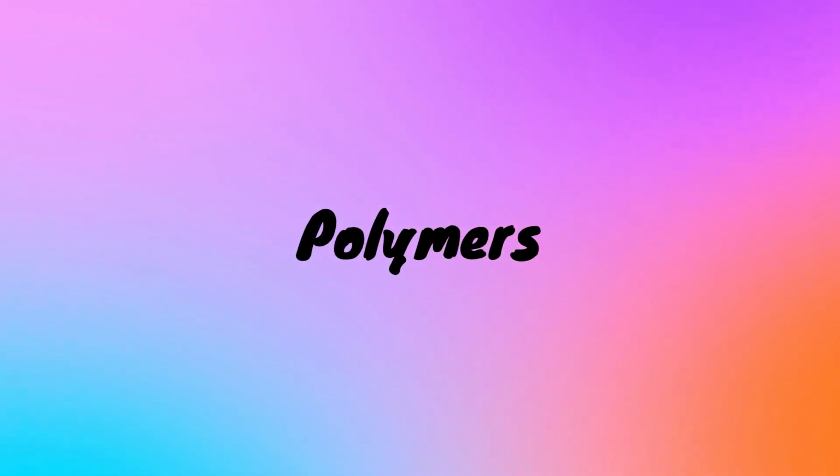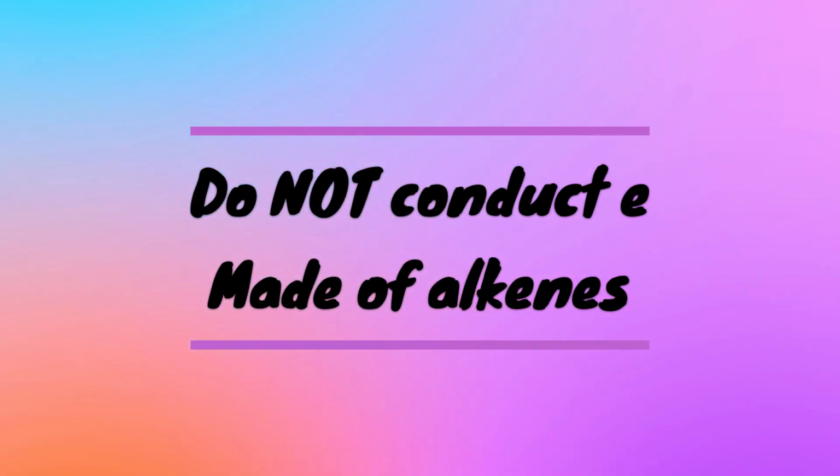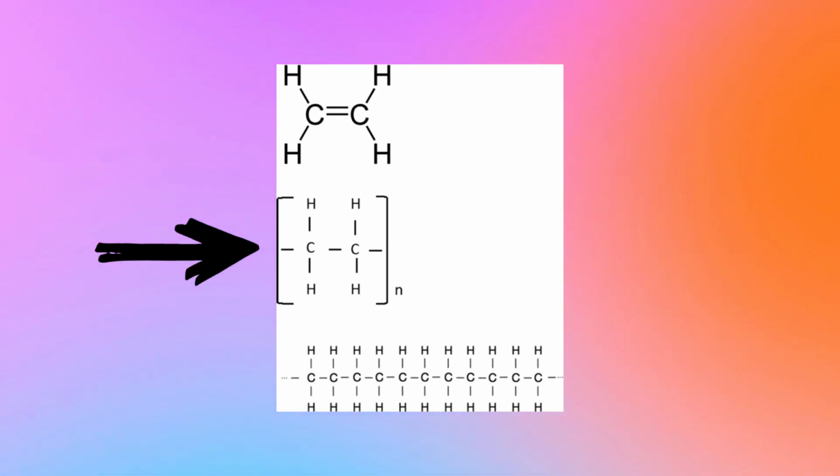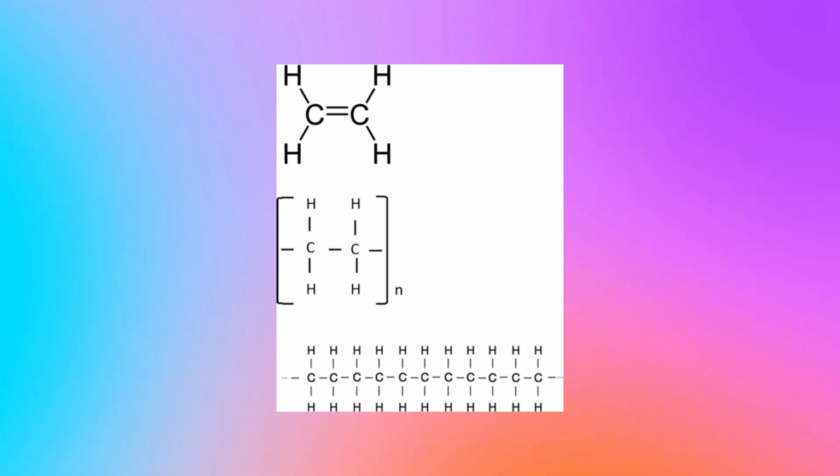And then we have polymers. Polymers do not conduct electricity. Polymers are actually made of alkenes, which we'll look at later in C9. But essentially, there is a unit that is just repeated and repeated and repeated. And we write this using this diagram here. It's really important that the lines go through the brackets, and we've got that N there. That N stands for the number of times that single unit is repeated. Polymers are essentially really long chains of compounds.